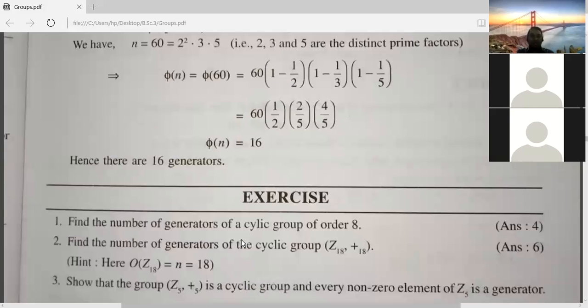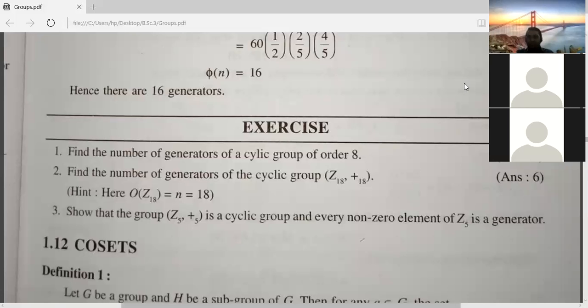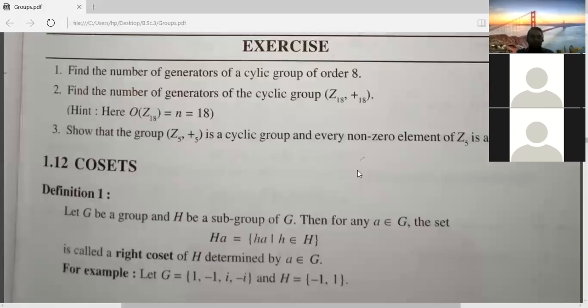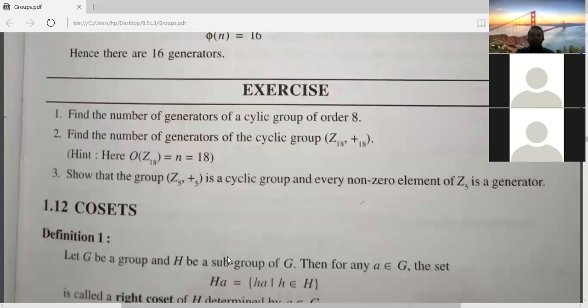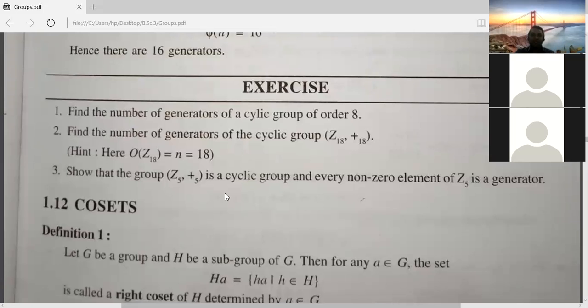Now, cosets. Here, regarding the order of a cyclic group, Zn is the group of residues modulo n under addition: 0, 1, 2, and so on to n minus 1. Z5 has the elements 0, 1, 2, 3, 4. Here the binary operation is addition, therefore 0 is the identity element.